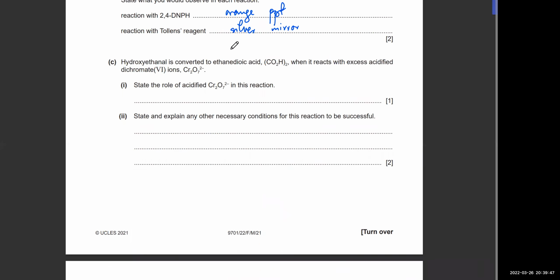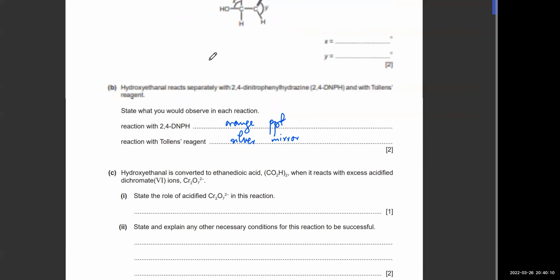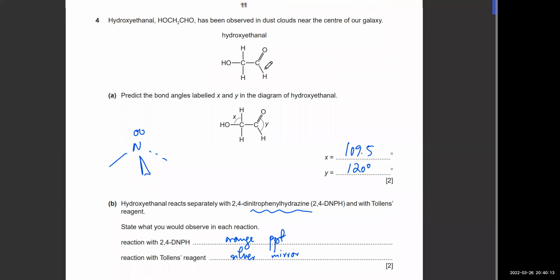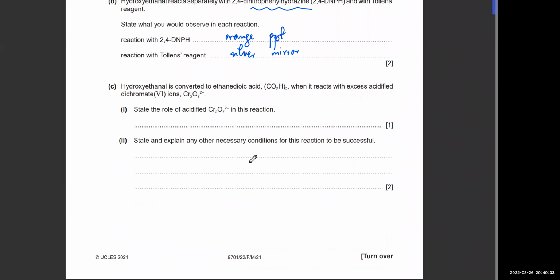State the role of Cr2O7 in this reaction. It's converted to ethanoic acid when it reacts with the dichromate(VI) ions, so it's getting oxidized. It's an oxidizing agent. State any necessary condition for the reaction to be successful. It's going to be reflux and acidified, because it's going to oxidize. The aldehyde and the primary alcohol will both get oxidized. Both turn into carboxylic acid, but only if you reflux, so the reaction completes. Acidified and reflux, that's the condition.